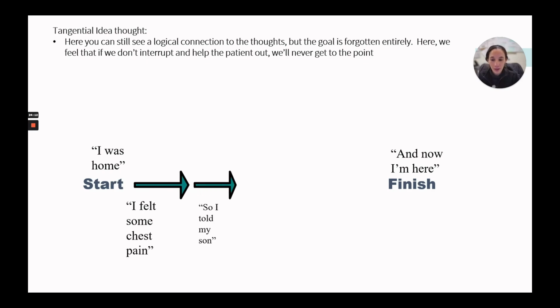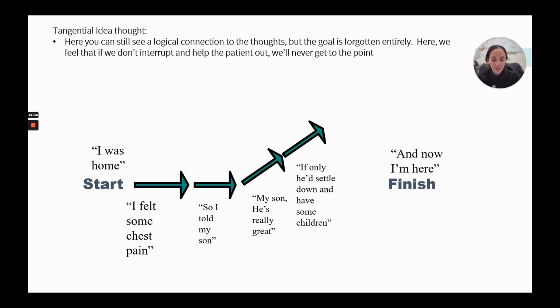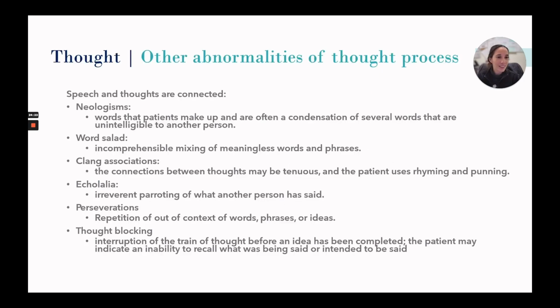So I was home. I felt some chest pain. So I told my son, he's really great. If only he'd settle down and have some children. Do you have children? I have 5 boys. So you can see we have to redirect it back, right? That's tangential. And they never come back to that point.